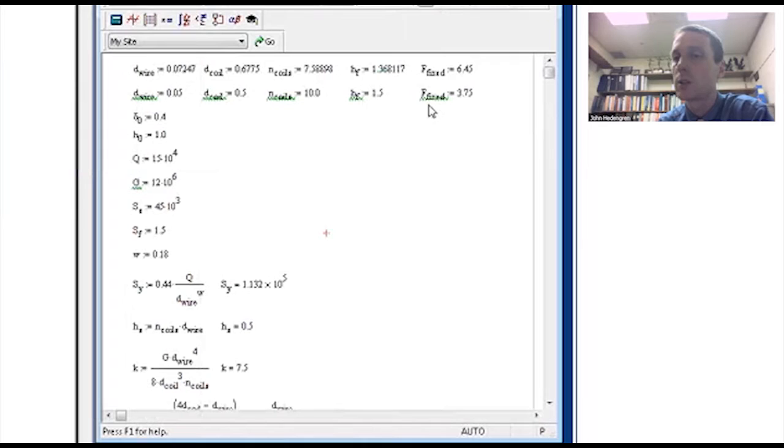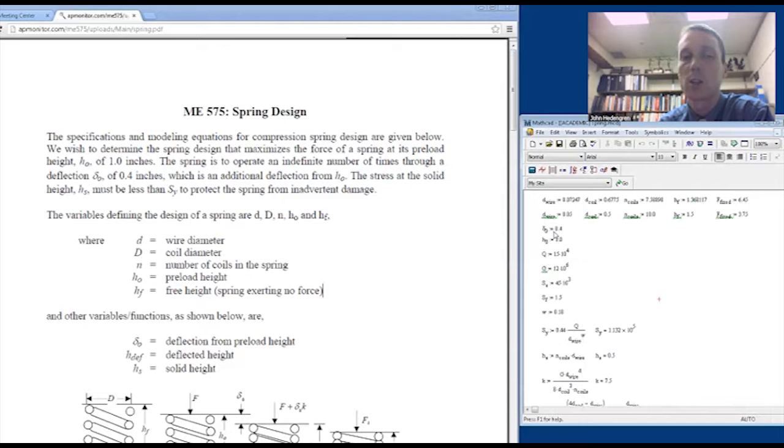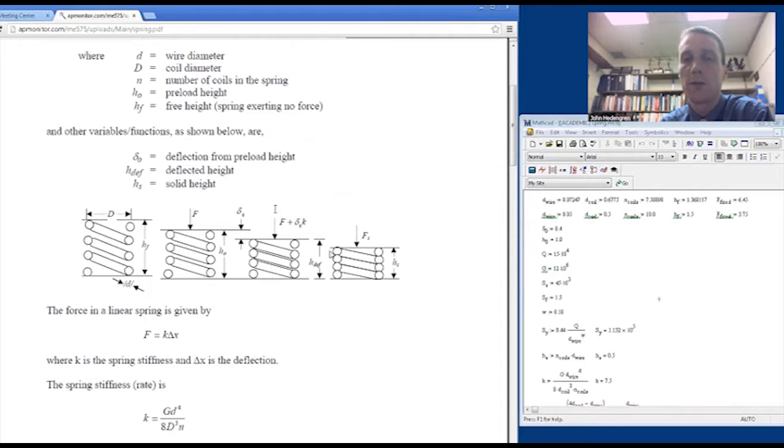So here's my deflection. Going down through here, the deflection amount, this is our preload height. We're trying to maximize this force right here on the spring. The optimization problem is to maximize this. So we're going to change these four variables: wire diameter, coil diameter, number of coils in the spring, and also the free height. The preload height is given to us, so we're just going to assume that that is constant. So H naught is just going to be equal to 1.